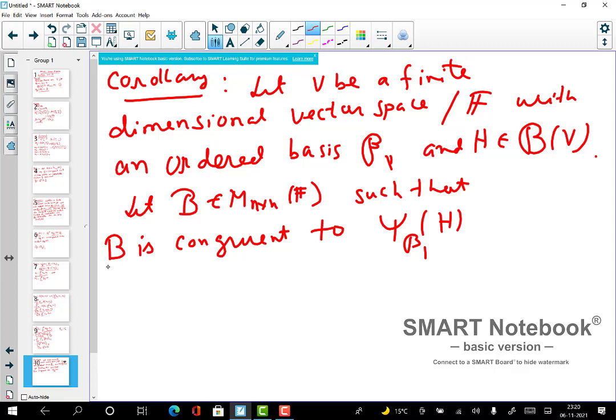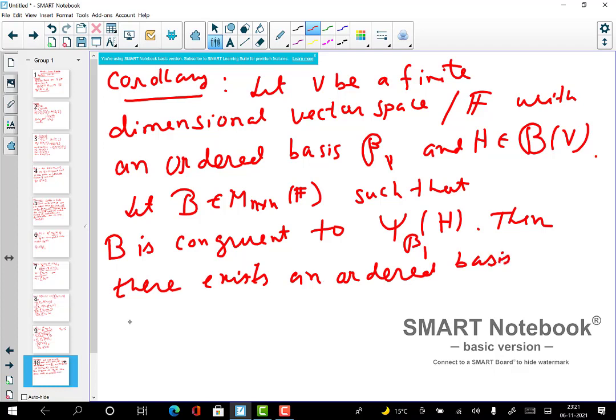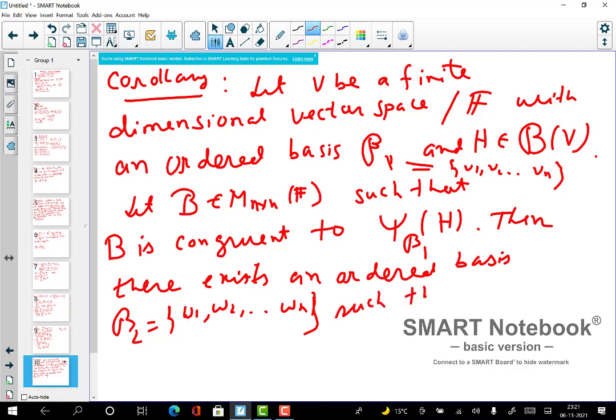So then what is the theorem? Then there exists an ordered basis, say the basis beta 1 is v1, v2, ..., vn, and the ordered basis beta 2, which is omega 1, omega 2, ..., omega n, such that this B is nothing but the matrix of H with respect to the basis beta 2.